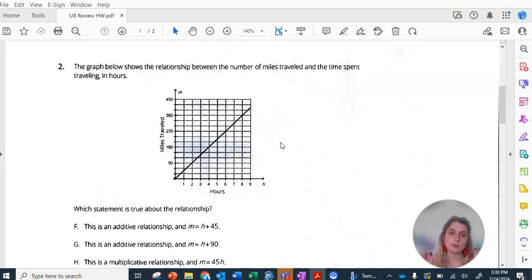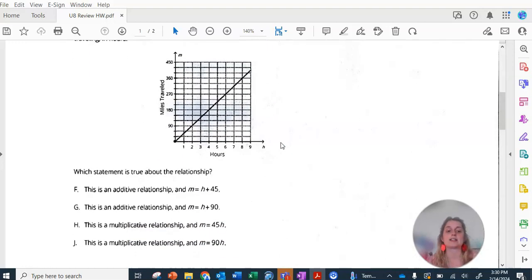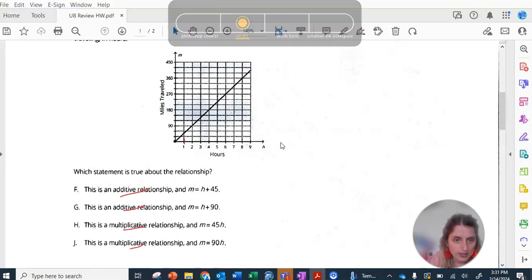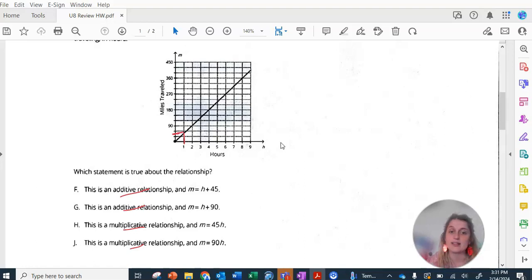Same idea here. We're looking for the relationship. I see two options that say this is an additive relationship and two that say it's a multiplicative. You can cross two off right now by looking at what point that is. It goes through the origin, which means we can cross off two of those options. And then you're looking for maybe another easy relationship. I see that 1 and this number match up, and that number is not 90. So it's not going to be that option.